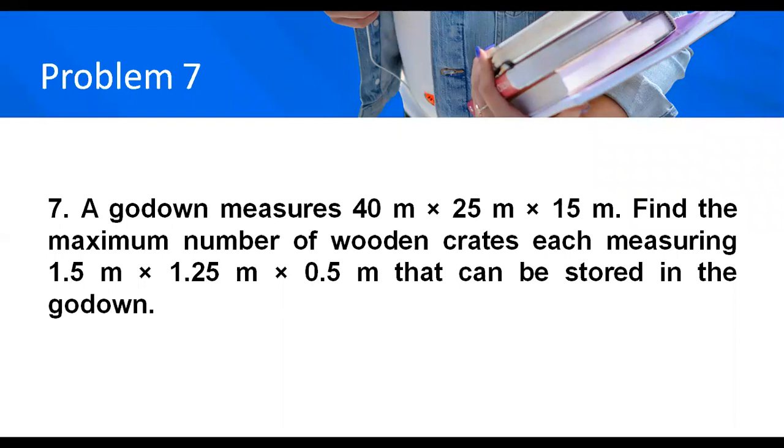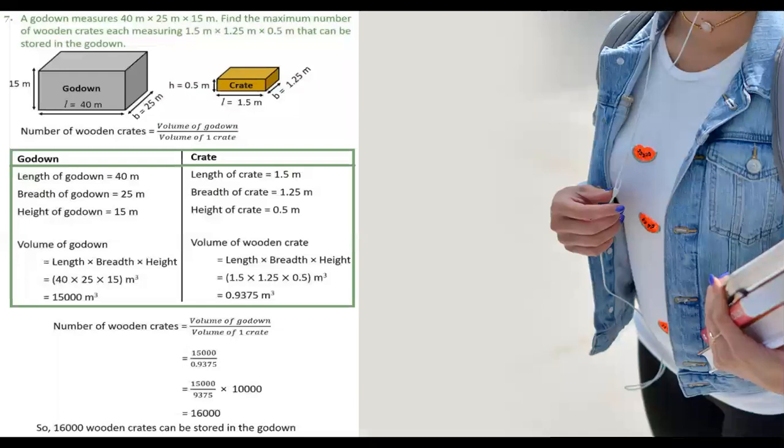Now let us see problem 7. A godown measures 40 meters into 25 meters into 15 meters. We need to find the maximum number of wooden crates, each measuring 1.5 meters into 1.25 meters into 0.5 meters, that can be stored in the godown. So here we are given the measurements of a godown with length 40 meters, breadth 25 meters and height 10 meters. And we are given the size of crates with length 1.5 meters, breadth 1.25 meters and height 0.5 meters.